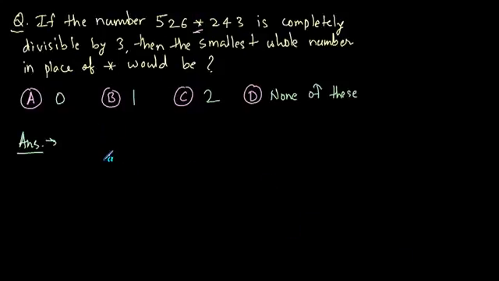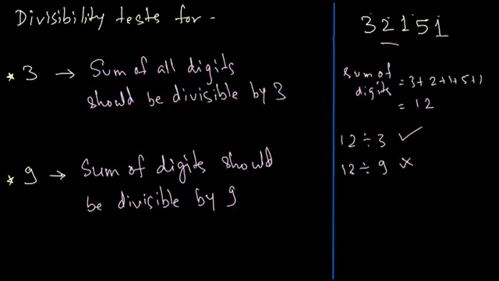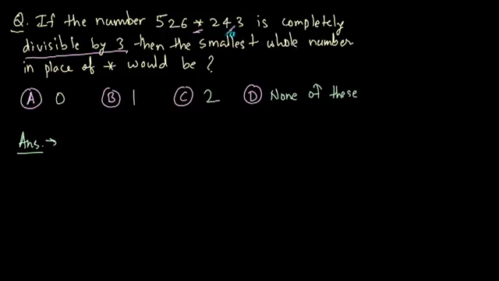So the answer is quite simple. First you need to know the divisibility test of 3. So let's look at the divisibility test of 3. It says that the sum of all digits should be divisible by 3. Let's sum up all those digits.